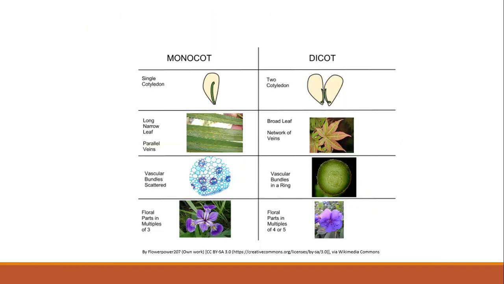So monocots have one seed leaf or cotyledon. They have parallel veins. They tend to have long, narrow leaves. Their vascular bundles are scattered. This is where sugars and water move through the plants. Floral parts are in multiples of 3. With dicots, there are 2 seed leaves. They are broad leaves. They have a network of veins, and the vascular bundles are in a ring. And floral parts are in multiples of 4 or 5.